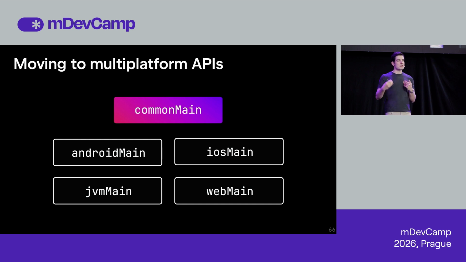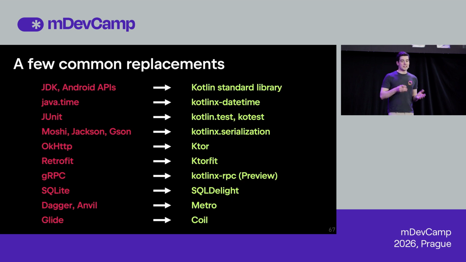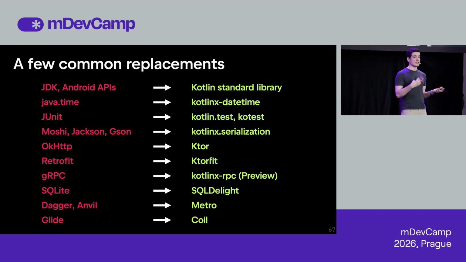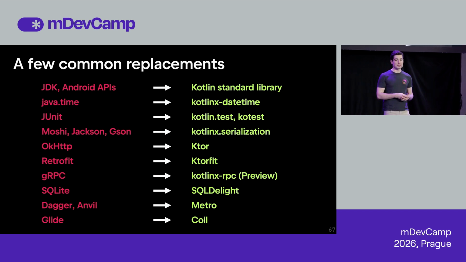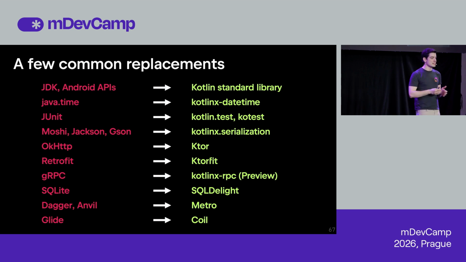But of course, you'll want most of your code to be shared between platforms. That's the point of multi-platform, after all. So you'll want most of your code to be shared and land in the common main source set. For this to work, you might have to replace a bunch of libraries that you're using that are tied to the JVM or to Android with alternatives that are ready for multi-platform. I'm not going to do an exhaustive list here. Here are just some examples of JVM and Android libraries that you might replace with KMP libraries instead.